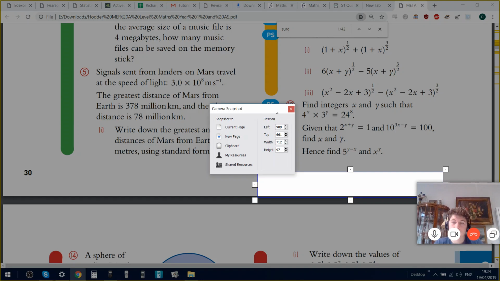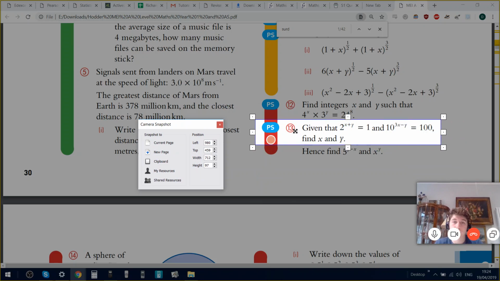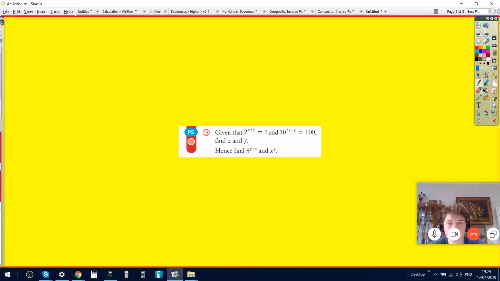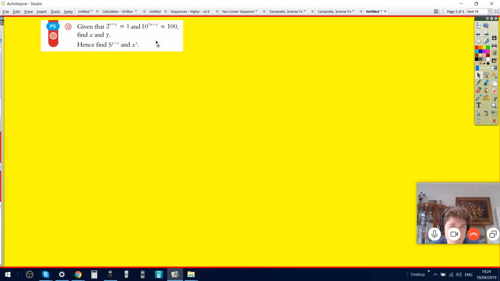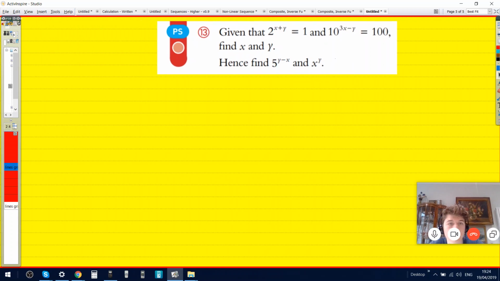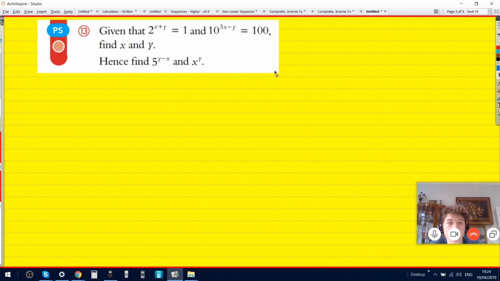Let's try this one. Is that applied enough for you? Well, it's difficult enough, I suppose. Yeah, we'll do it. Alright. Okay. So we didn't do much indices.